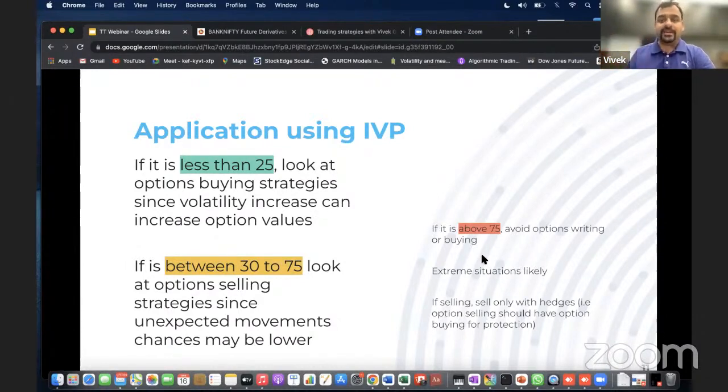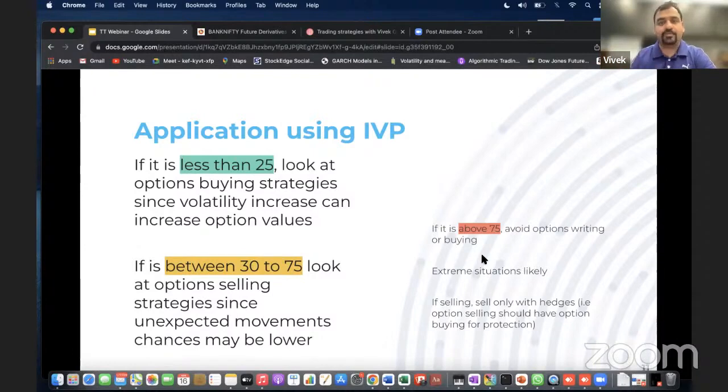And why would I avoid selling? Because extremely big moves are also likely to happen at very high IVP. So if the market is sensing something may be wrong, some of the times it may not happen, right?